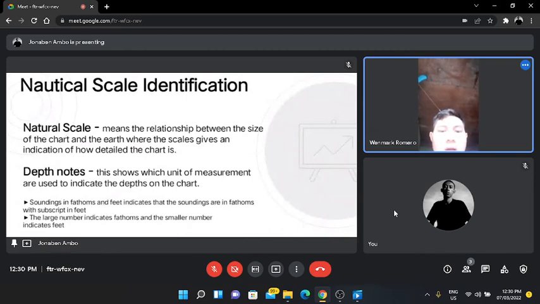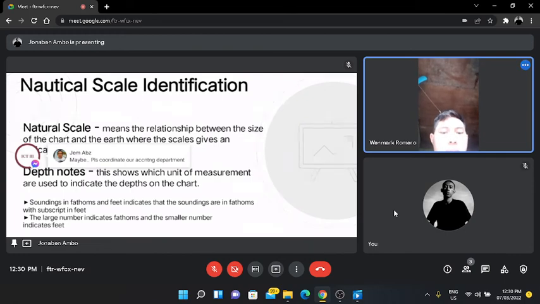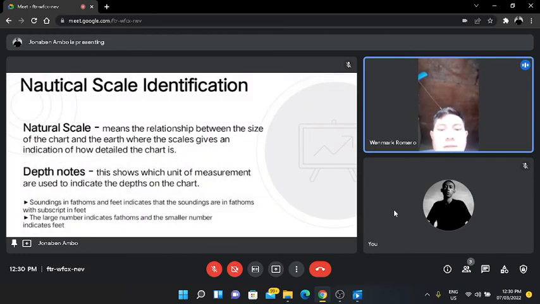Depth notes. This shows which unit of measurement is used to indicate the depths on the chart. Soundings in fathoms and feet indicates that the soundings are in fathoms with subscript in feet. The large number indicates fathoms and the smaller number indicates feet.